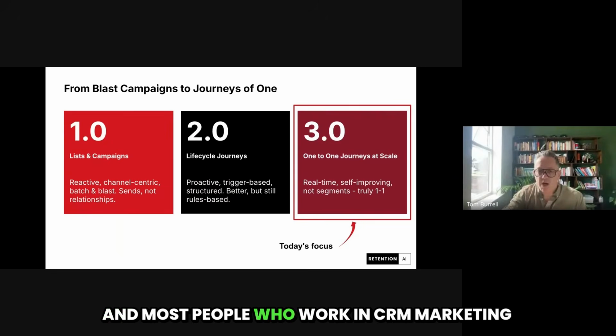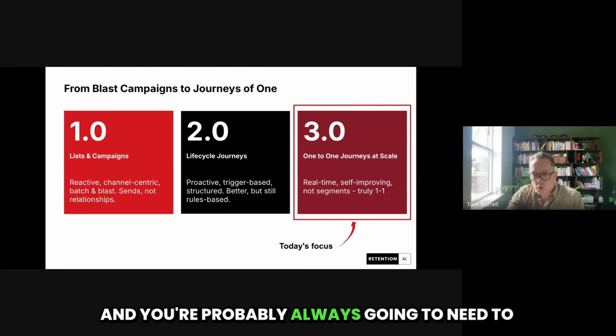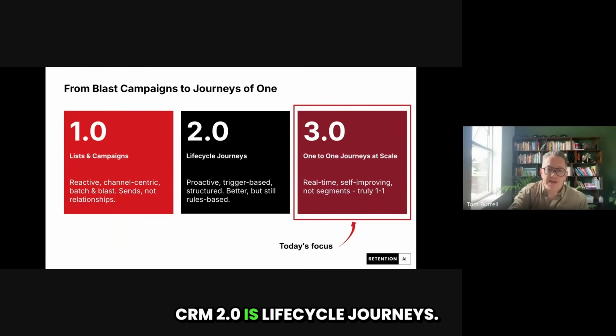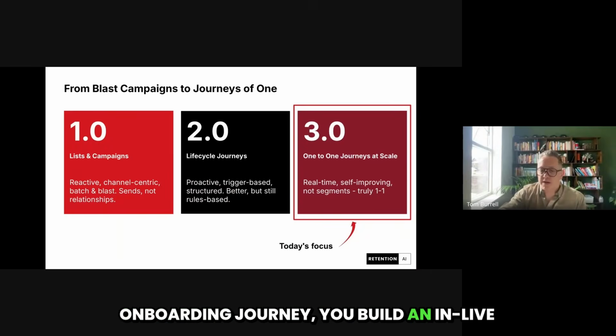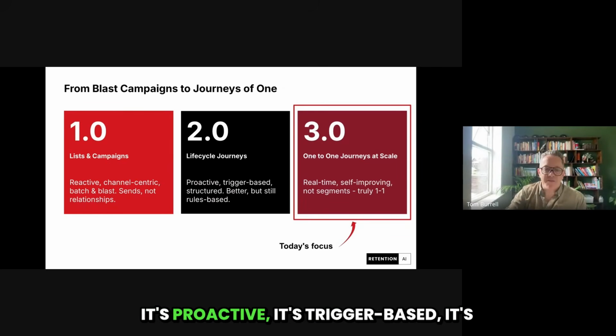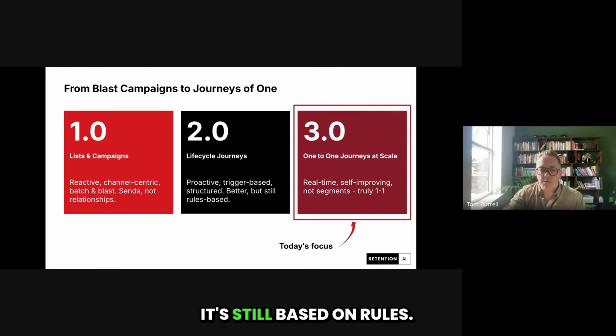And most people who work in CRM marketing are still doing some of that today, and you're probably always going to need to do some of that in some contexts. CRM 2.0 is lifecycle journeys. So you build a flow, you build an onboarding journey, you build an in-life journey, you build a cancellation flow, and it's proactive, it's trigger-based, it's structured, but it's still based on rules. You might have more personalization, but it's still based on rules.